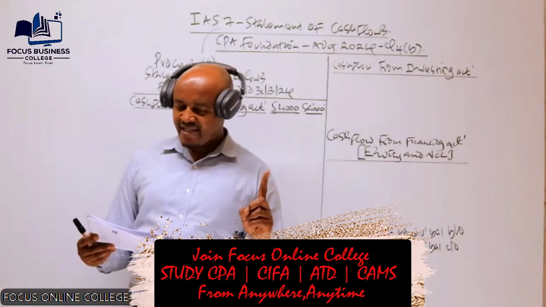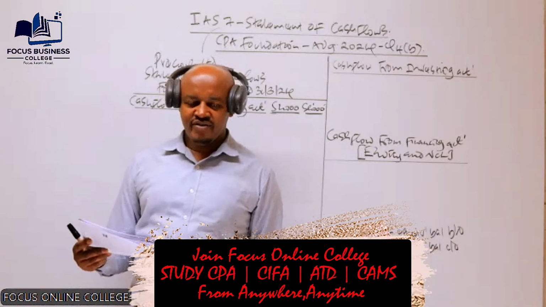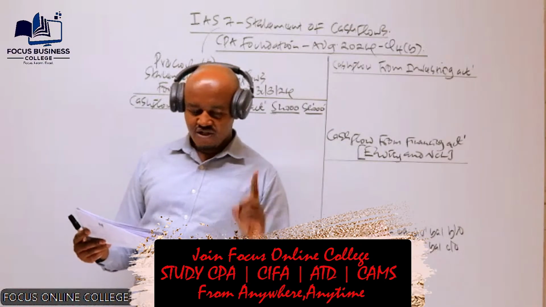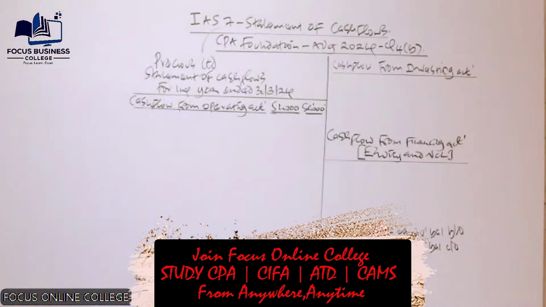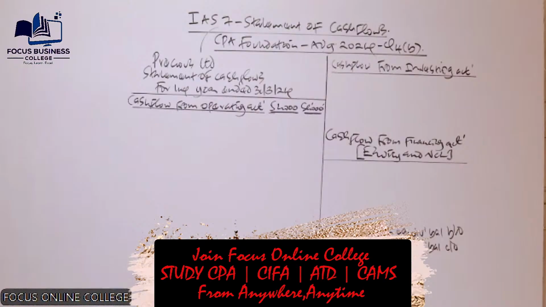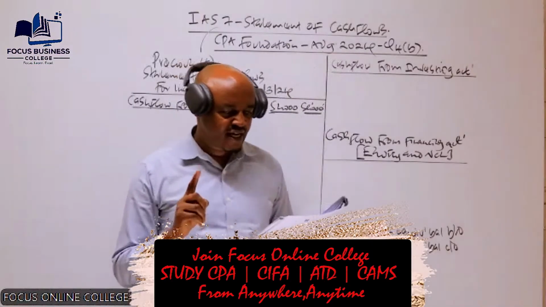Under the current assets, can you tell me which item of cash and cash equivalent we have there? Type it in the chat box.